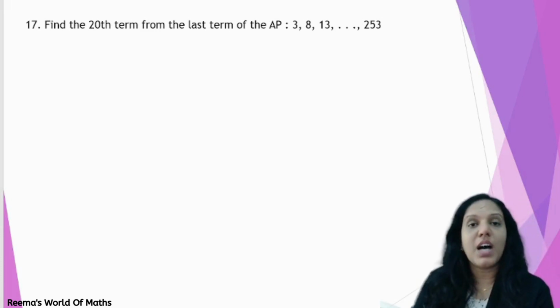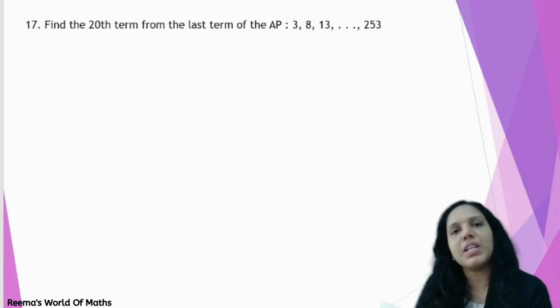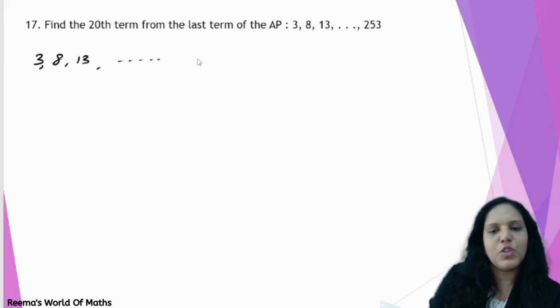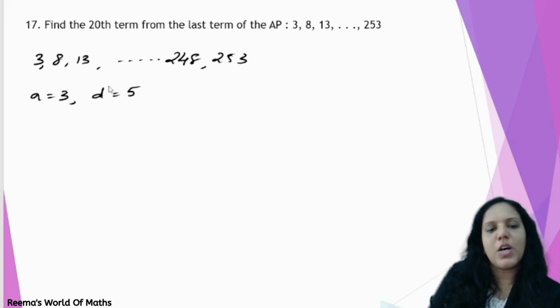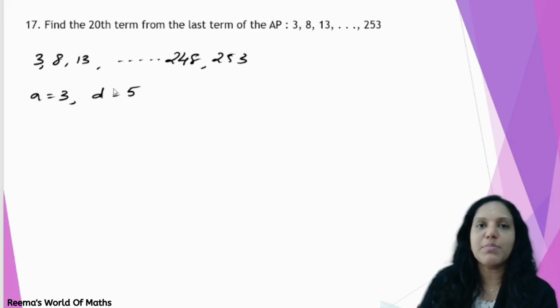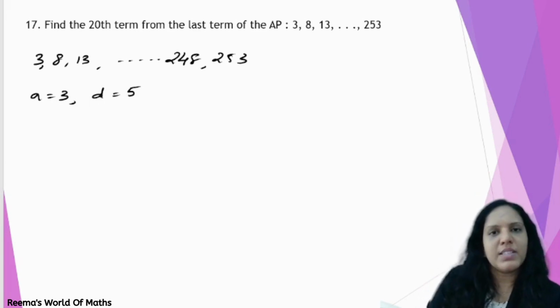253. So we are asked to find the 20th term from the last term. So let's write the AP here: 3, 8, 13, and we know before 253 it will be 248. Why? Because the common difference here is, a equals to 3 and d equals to 8 minus 3, which is 5. So now let's reverse this order because we are asked to find the 20th term from the last term. So let's reverse the order of the AP.